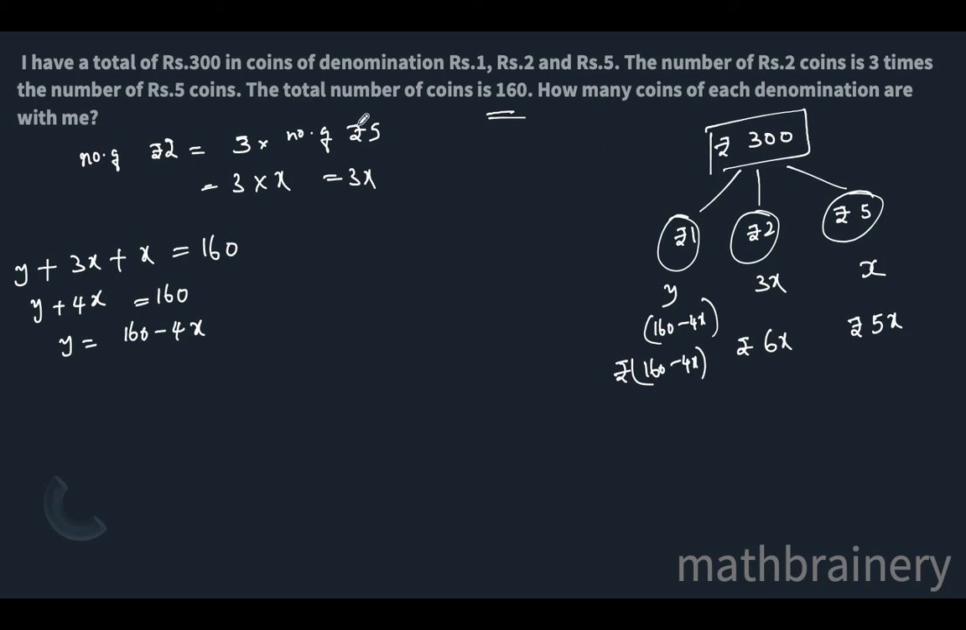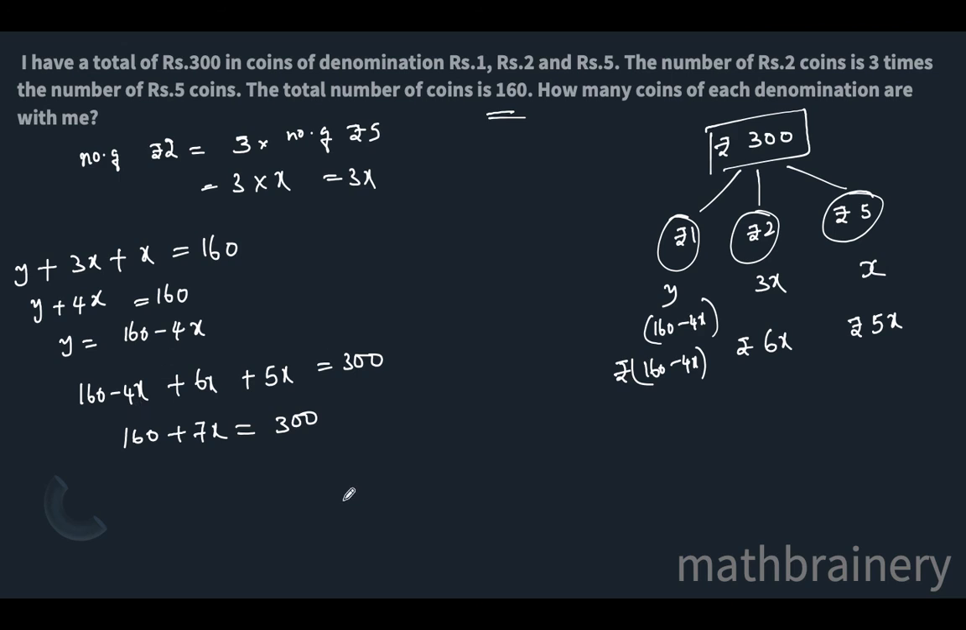So now what is given? The total amount of money that I have with me is 300. So the sum of these must be equal to 300. That means your 160 minus 4x plus 6x plus this 5x must be equal to 300. Let's simplify now. 160 minus 4x plus 6x is plus 2x, plus 5x is plus 7x. So 160 plus 7x is equal to 300.